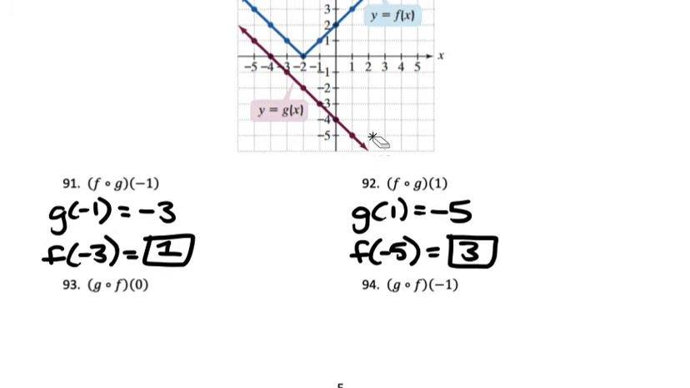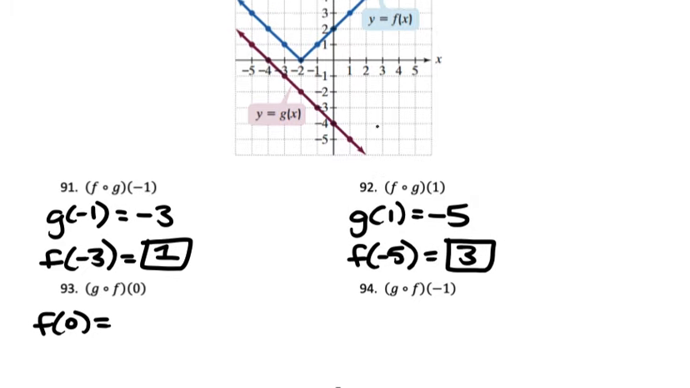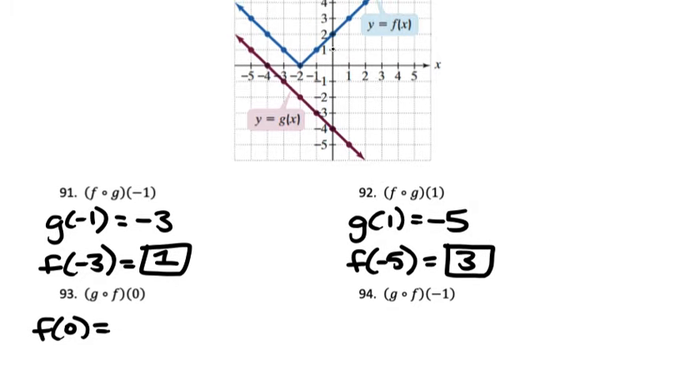So let's look at 93 and 94. 93, we're starting with f of 0. So f of 0, 0 on the x-axis, the value of f, the y coordinate is 2. So now we need to find g of 2. So find 2 on the x-axis, go down to the g function. Now this one's a little bit tricky because it's not actually a point, but the arrow's pointing at it. So this is going to be a y-coordinate of -6. So -6 would be my answer.